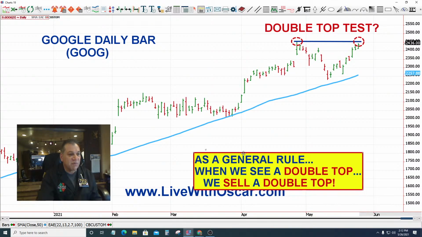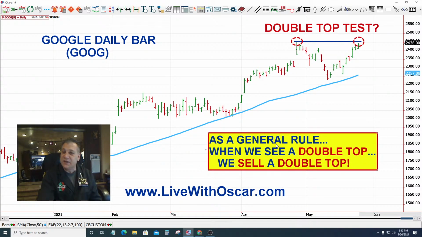As a general rule, when we see a double top, we sell a double top, and it'll work so often. It's a fantastic rule to go with. Will every double top work? No. If we can find one rule in technical analysis that worked 100% of the time, next time you see that trade, you can sell the farm on it, right? So nothing's 100%. But when we see a double top, we sell a double top is a great mentality to work with. Now, how do you handle that?